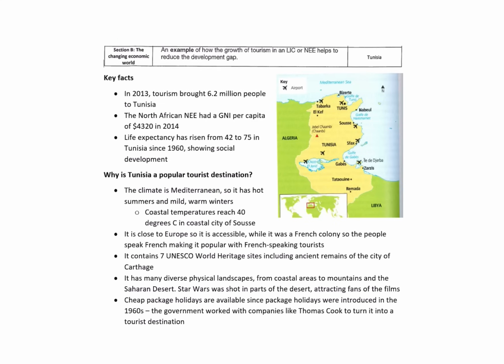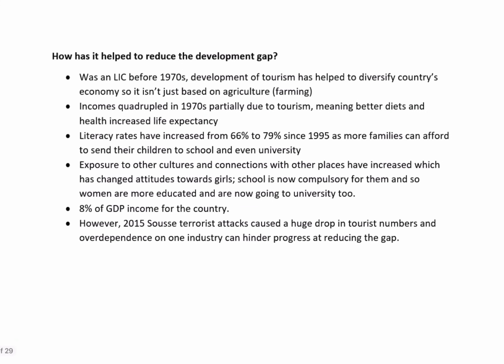If we move on to economic world then, one case study you'll need here is Tunisia. Tunisia is an example of how tourism can help to reduce the development gap. Tourism brings about 6 million people into Tunisia every single year. It's pretty popular, it's got a lovely climate, it's quite close to Europe, it's got some UNESCO heritage sites there, but more importantly for some people is the cheap package holidays, so it's quite affordable for people to want to visit Tunisia. So it's helped to reduce the development gap here.